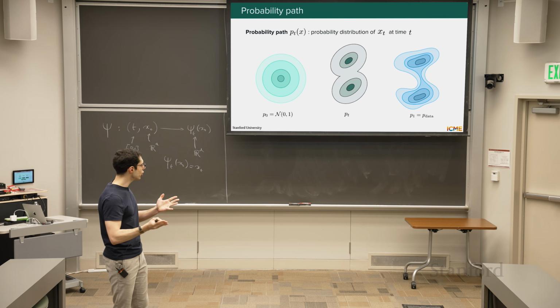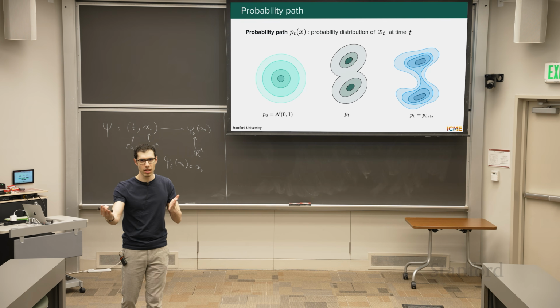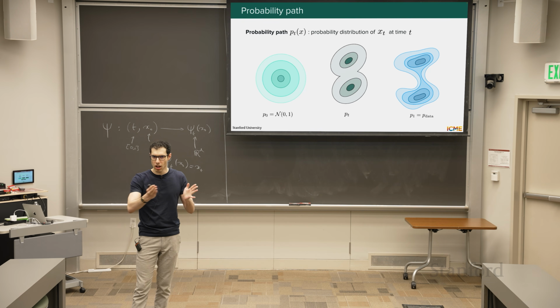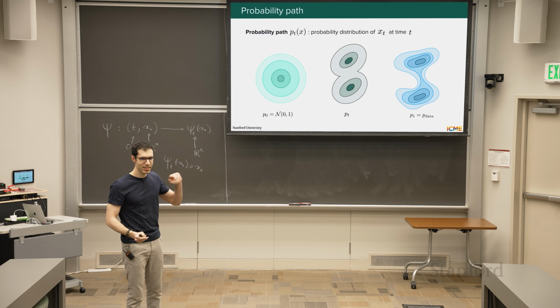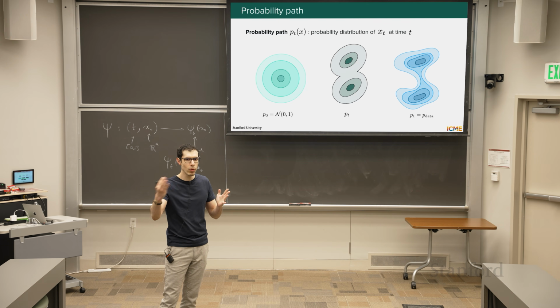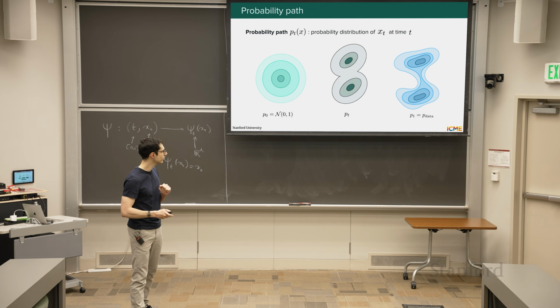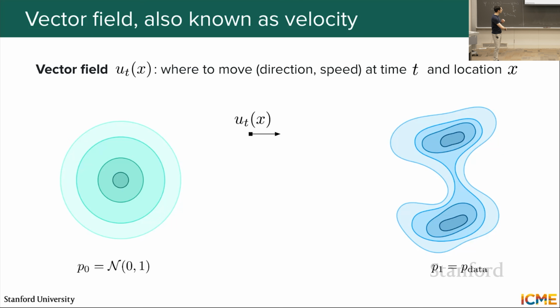And as you can imagine, in order to go from p0 to p1, you have an infinite number of ways of going from one to the other. So pt is by no means unique. There are many ways for you to go from 0 to 1.